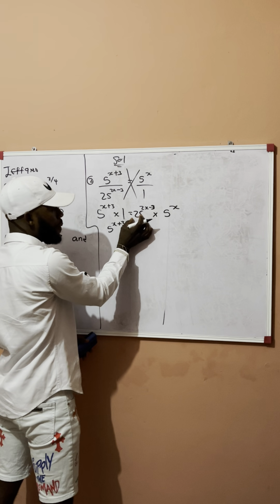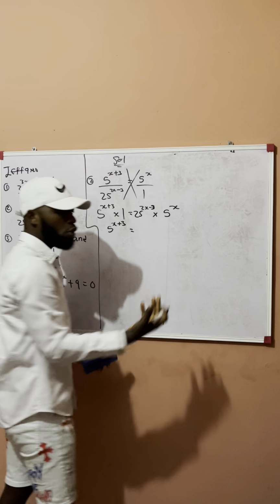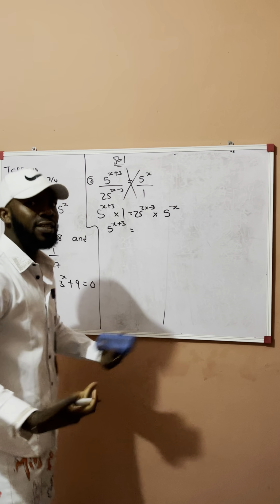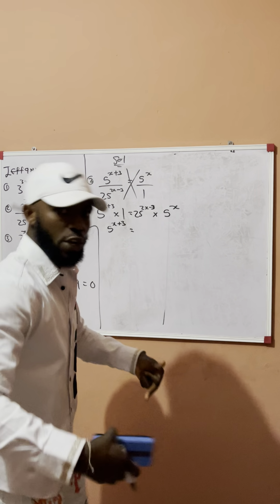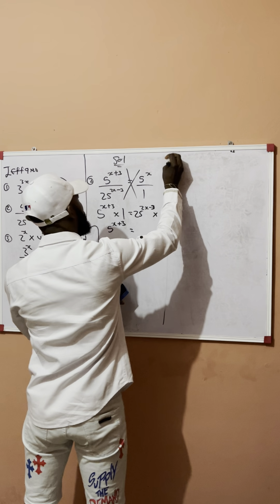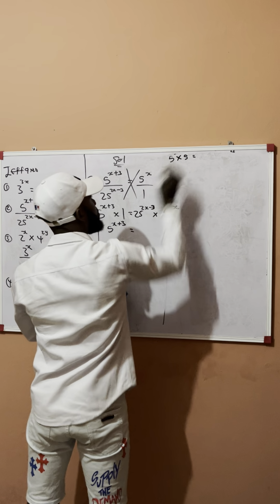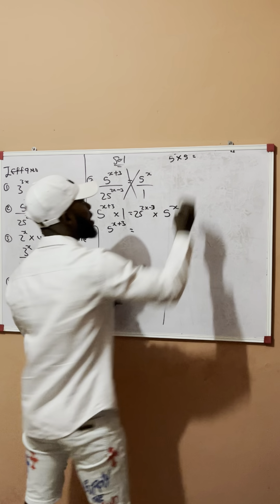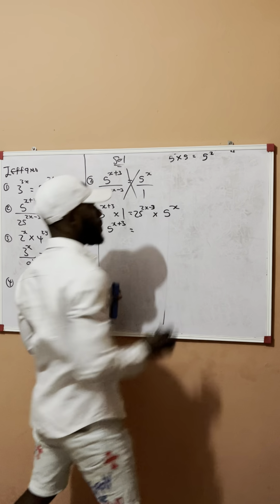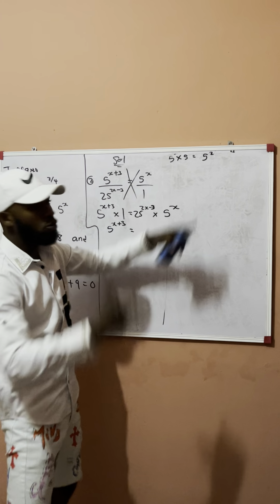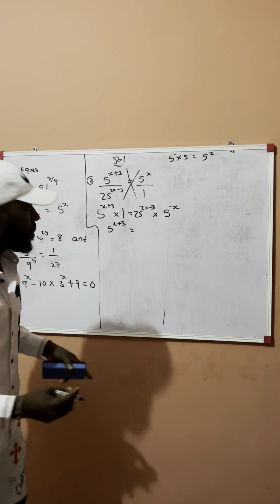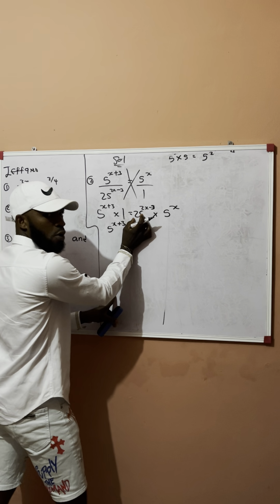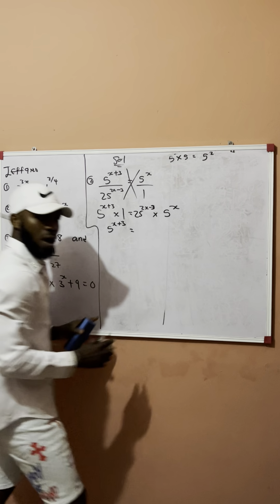Now what do we do? We break 25 to base 5. And how do you break 25 to base 5? How many times will you multiply 5 to give you 25? And that will be 2. 5 times 5. So how do you write it in index form? It becomes 5 raised to the power of 2, because you multiply 5 2 times. So what does that mean? Anywhere I see 25, what will I put now? 5 raised to the power 2.